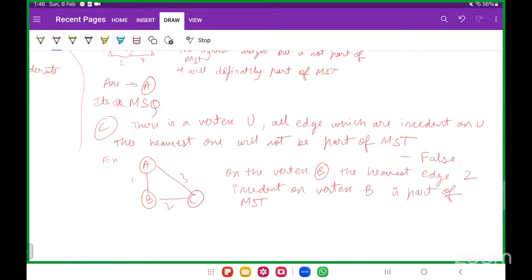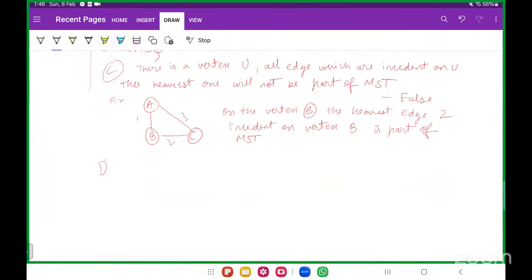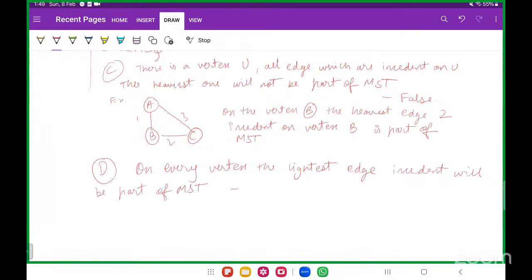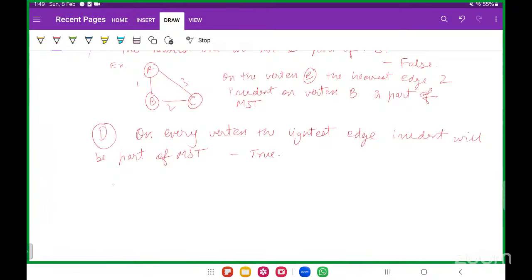Now D, which is actually the concept of a light edge. On every vertex, the lightest edge incident on the vertex will be part of MST. This statement is a correct one. And that is known as a light edge, right? For every cut, the light edge is always part of a minimum spanning tree.